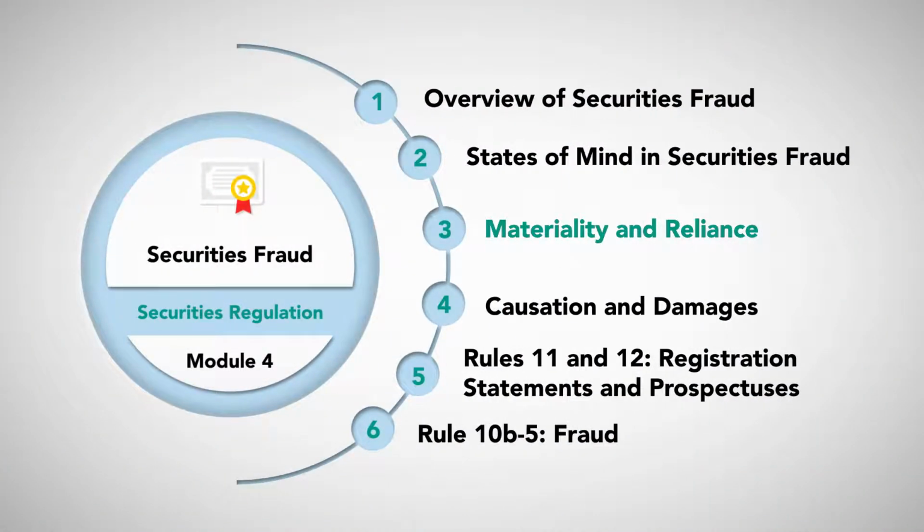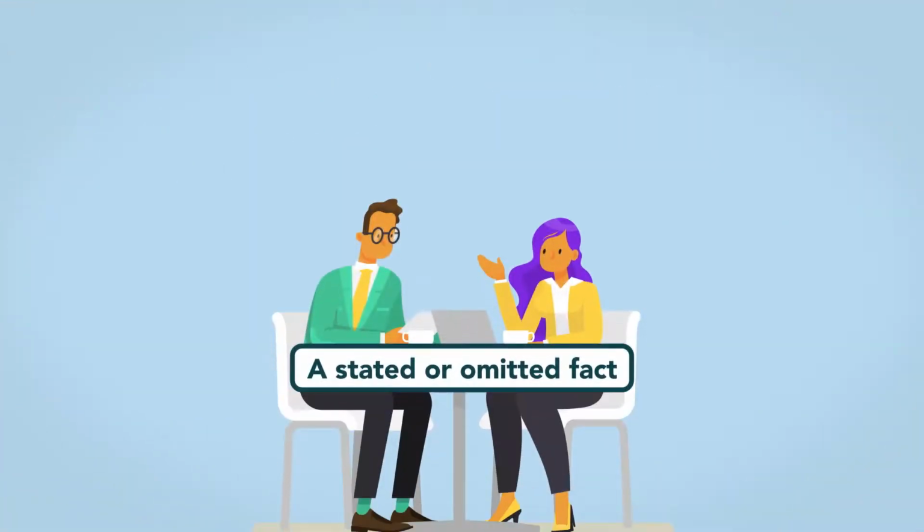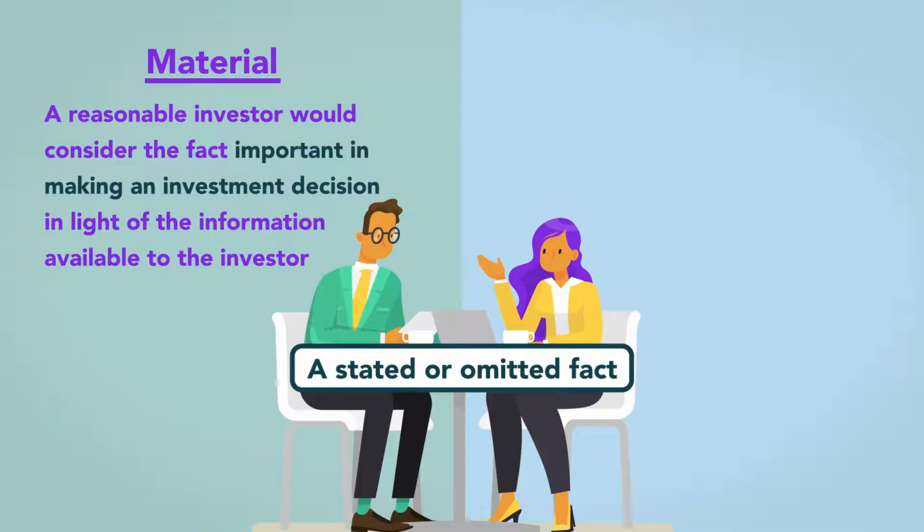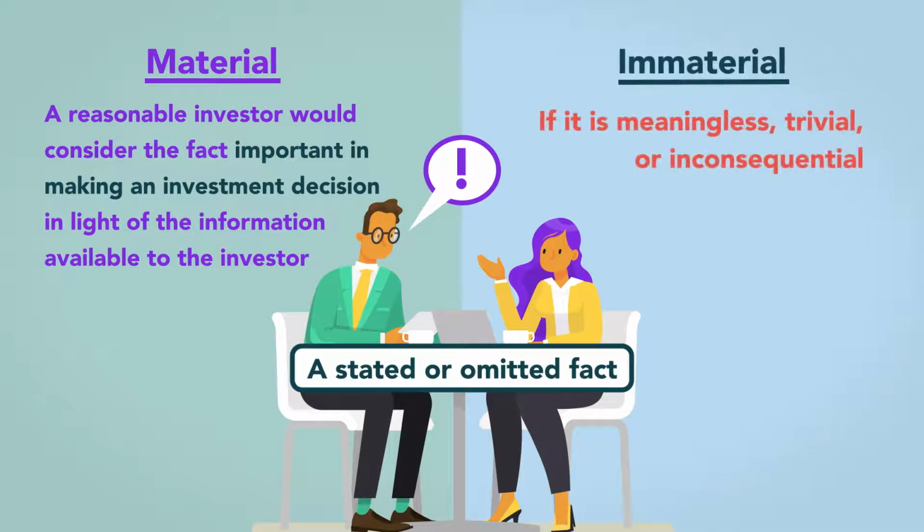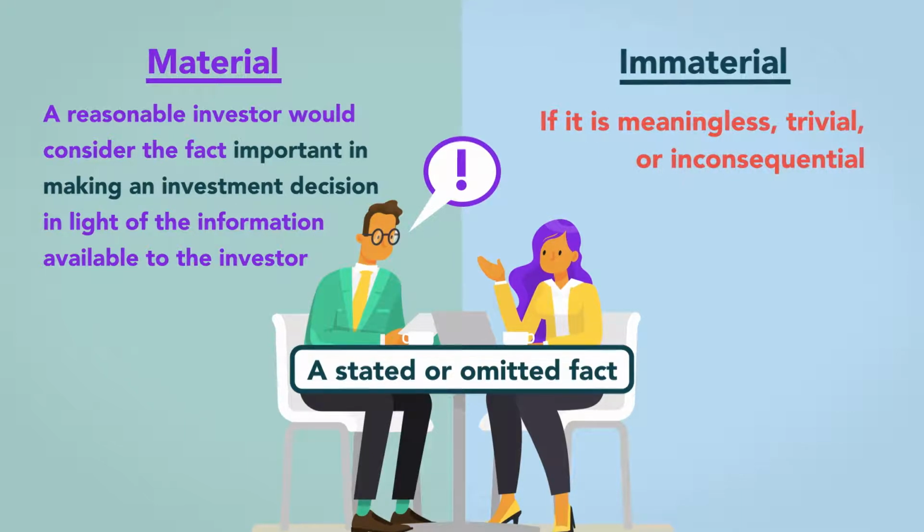Materiality and Reliance. A stated or omitted fact is material if there is a substantial likelihood that a reasonable investor would consider the fact important in making an investment decision in light of the information available to the investor. A statement or omission is immaterial if it's meaningless, trivial, or inconsequential.